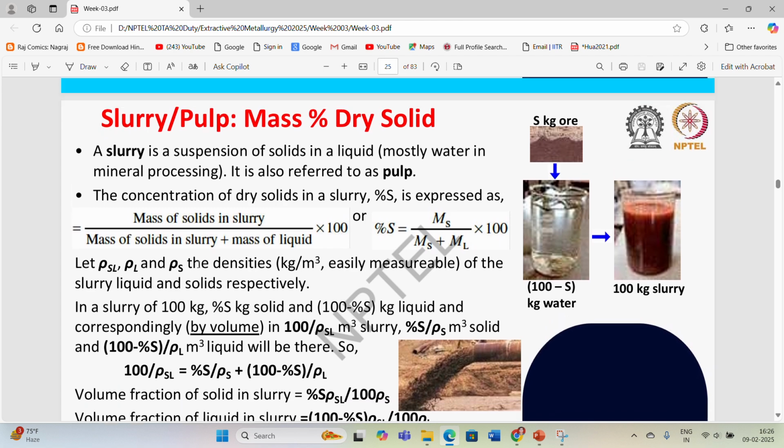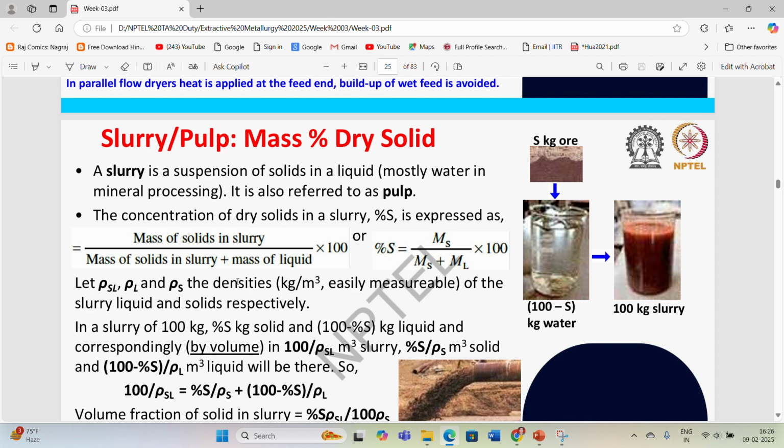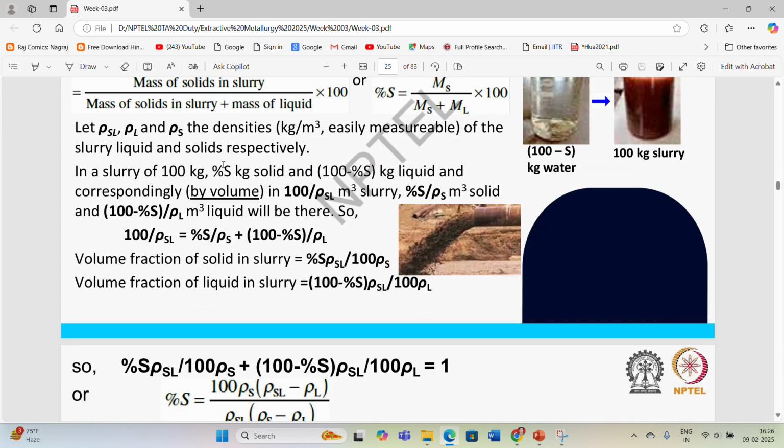Then slurry or pulp mass percentage dry solids. There are some formulations. A slurry is a suspension of solids in a liquid. Mostly we use water as a slurry system. It is also referred to as pulp. The concentration of dry solids in a slurry, or we can say percent solids, is expressed as mass of solids in slurry divided by mass of solids in slurry plus mass of liquid, into 100. Or we can define this with the help of this formula, Ms divided by Ms plus Ml, into 100.